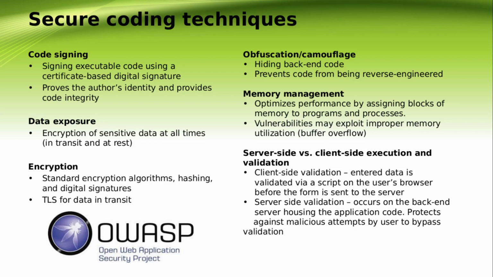So, data exposure: encryption of sensitive data at all times. According to best practice, sensitive data should be encrypted at all times, including while in transit and at rest. Data exposure often occurs in applications because sensitive data such as credit card numbers, personal health information, and authentication credentials are not protected during transit. Other times, sensitive application data is stored unprotected, exposing the data.